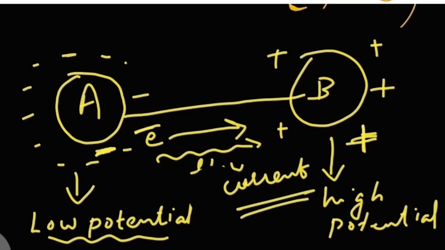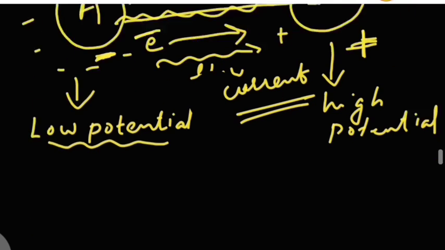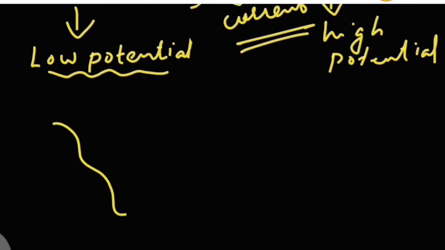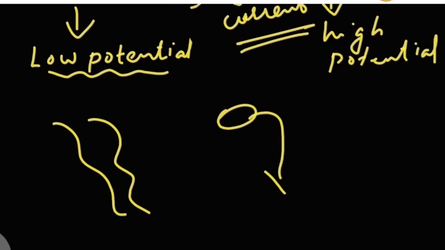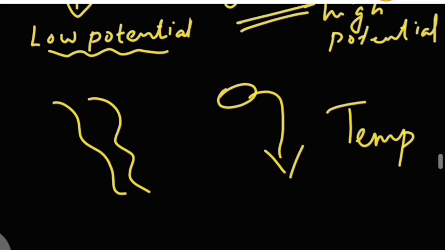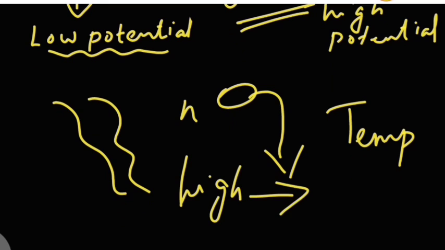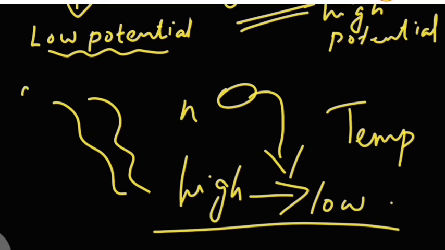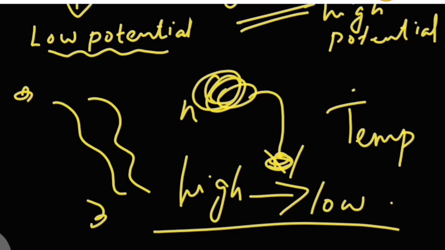That is, when electron is flowing from A to B, some current is flowing through the wire which is being connected here. In all the cases, when we found the flow of water, or the case of a ball falling from a height, or the case of temperature, in all these cases we found that the flow is from high level to low level: from a higher height to a lower height, from a higher temperature to a lower temperature.